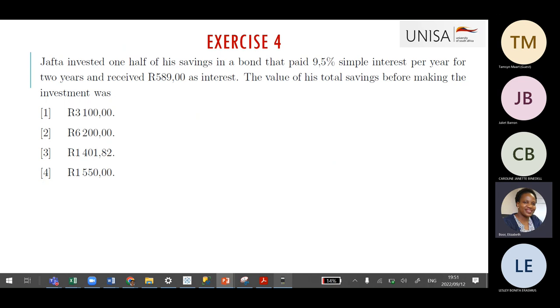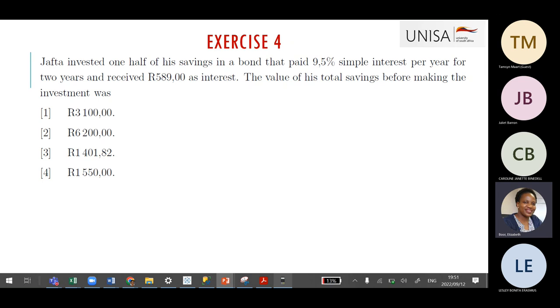Okay, we're not going to answer this, but looking at this question, it says you can take a picture of it and then work it out. If you are still unsure how to find the answer, we can discuss it on WhatsApp. I want to move to compound interest. We only have 30 minutes or so, or less left.